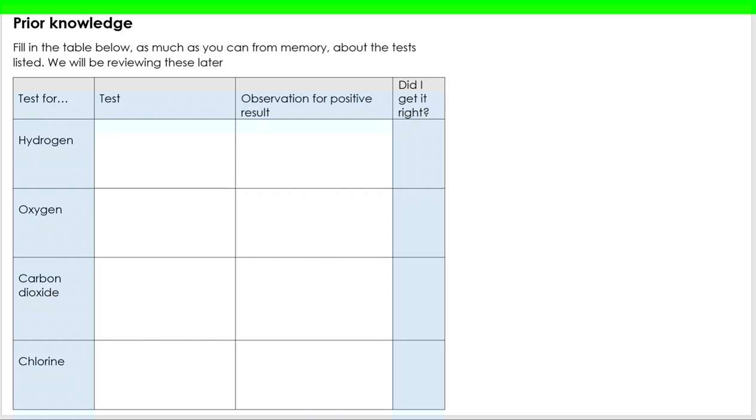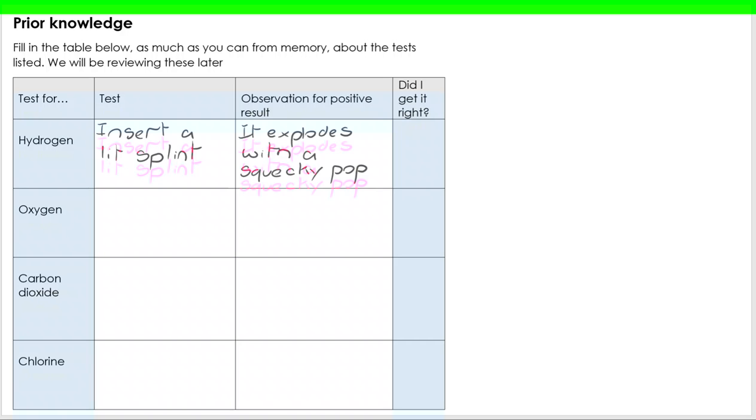So hydrogen, we are going to insert a lit splint. And if we insert a lit splint and hydrogen is present, it will explode with a squeaky pop. Now, the detail here is important. There is often a temptation to just write this down as a two-word answer, squeaky pop. It's not enough.